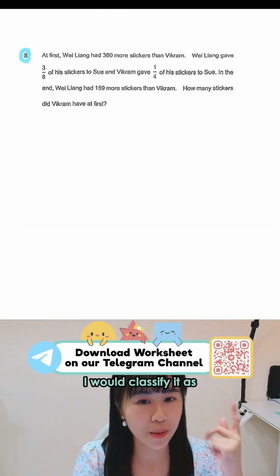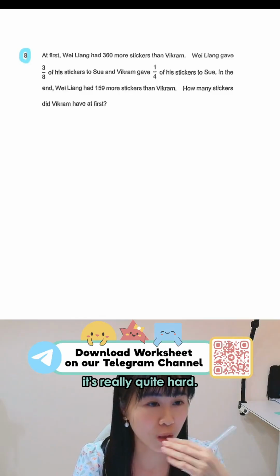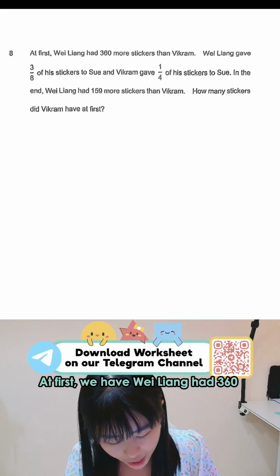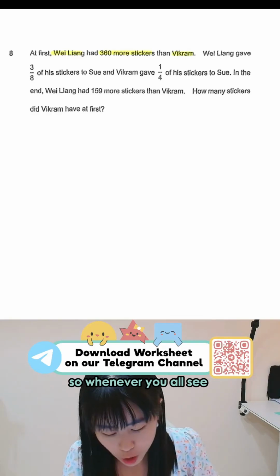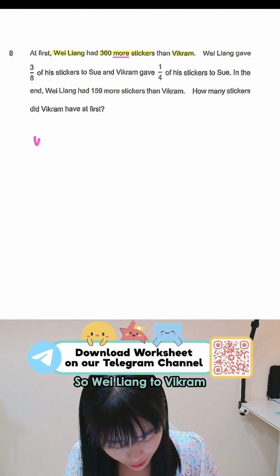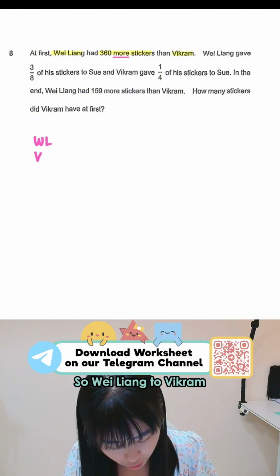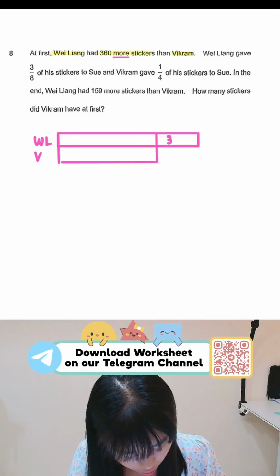This concept I will classify as advanced model drawing, which, to be honest, is really quite hard. At first, we have Wei Liang had 360 more stickers than Vikram. So whenever you see the keyword more, first thing, draw the model. So Wei Liang to Vikram. Let me just draw the model, 360.